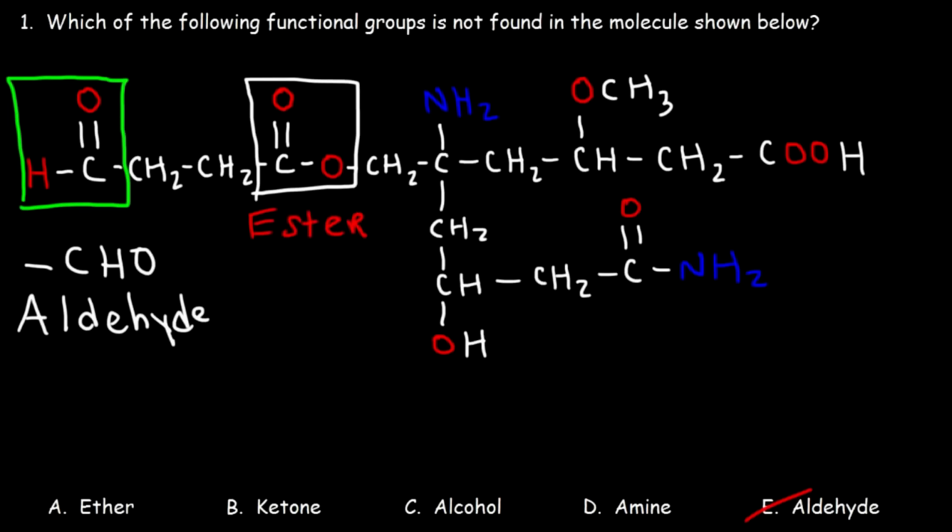An ester has this general shape. It has a carbon with 2 oxygens, and it has an R group, one attached to the carbon and the other attached to the single bonded oxygen atom. So that's an ester. After that, we have an NH2 group. This is known as an amine. You can also write it as RNH2. So D is out of the question.